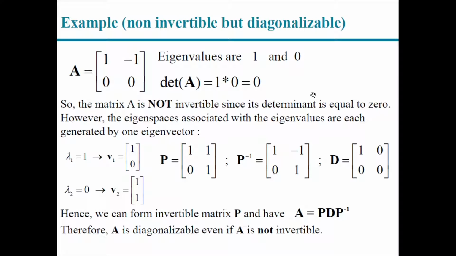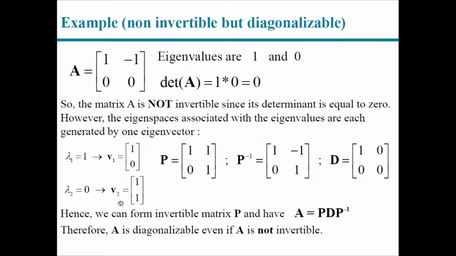Here I have another matrix, 2 by 2 again, and eigenvalues are 1 and 0, obviously. Determinant is 0, so this matrix is not even invertible. But it's not about invertibility, it's about eigenvectors. I compute the eigenvectors. Since I have 2 distinct eigenvalues, and this is a 2 by 2 matrix, then I will have 2 linearly independent eigenvectors. So algebraic multiplicity 1, geometric multiplicity 1. Algebraic multiplicity 1, geometric multiplicity 1.